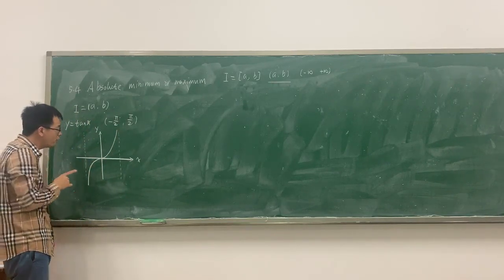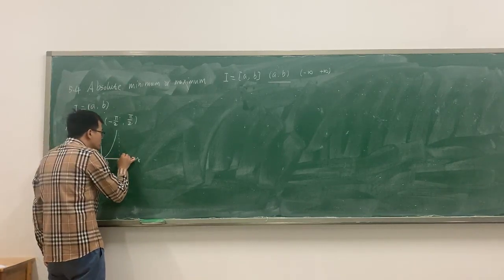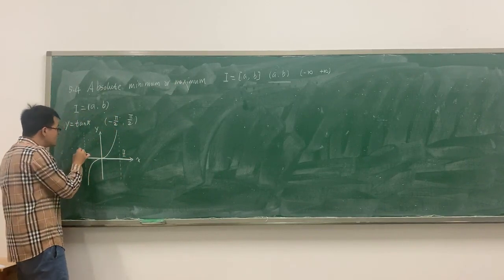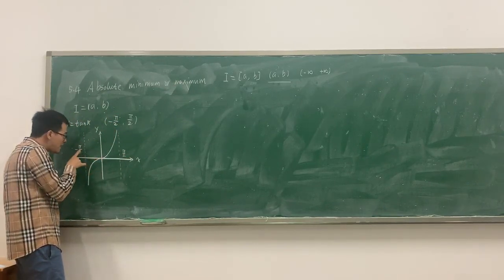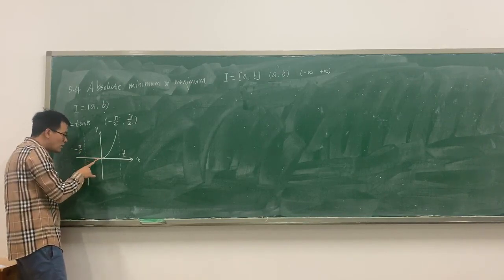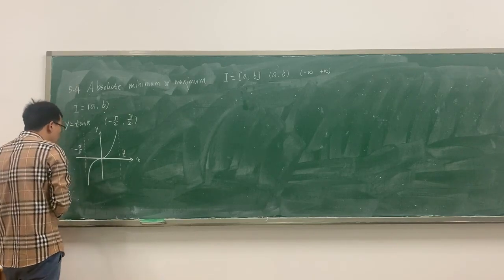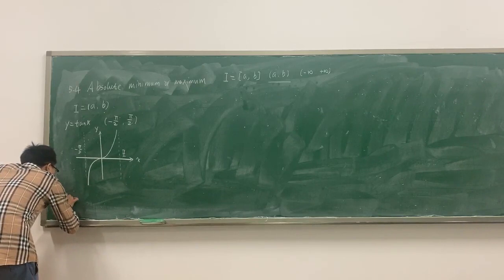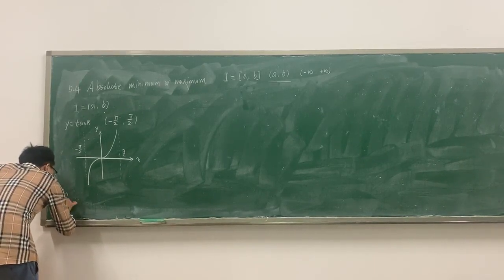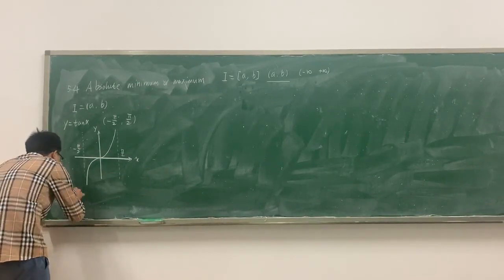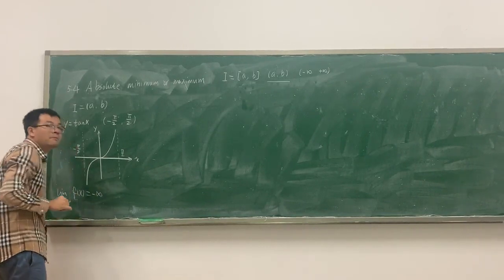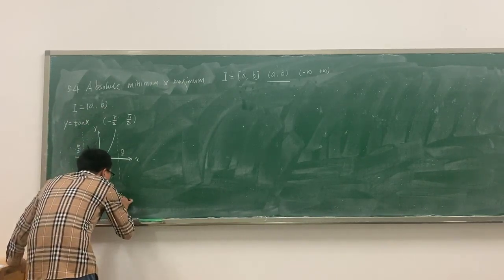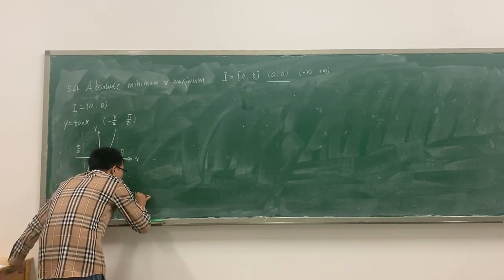Now we can see, for this graph, when x approaches 1/2 pi from the left, the graph will go to plus infinity. And when x approaches minus 1/2 pi from the right, the graph will go to minus infinity. So for this function, the limit as x approaches minus 1/2 pi from the right of f(x) is minus infinity, and the limit as x approaches 1/2 pi from the left, f(x) approaches plus infinity.